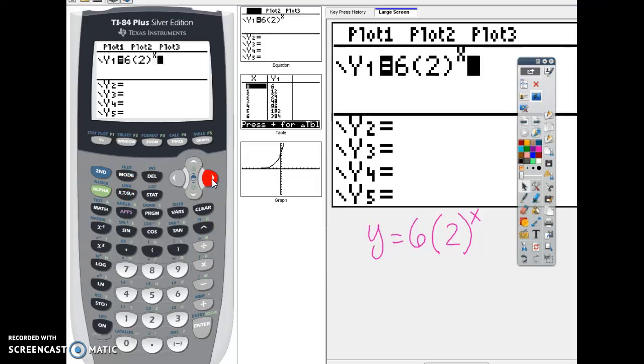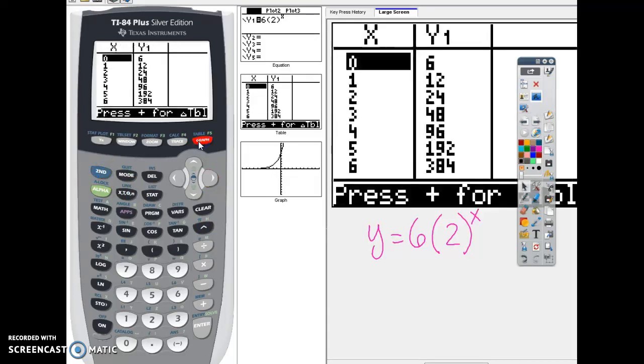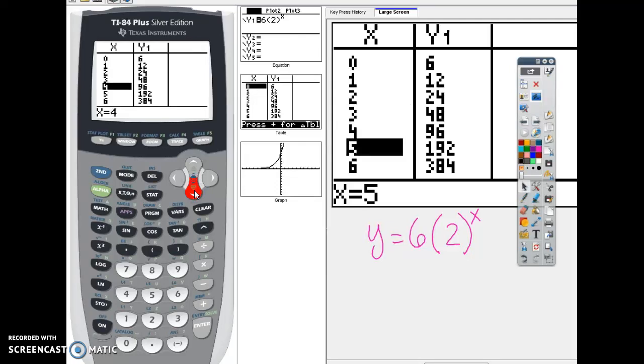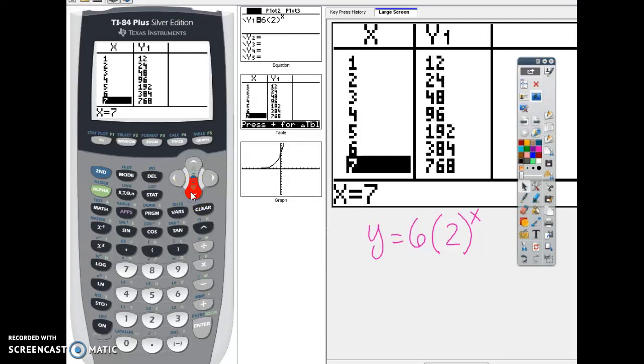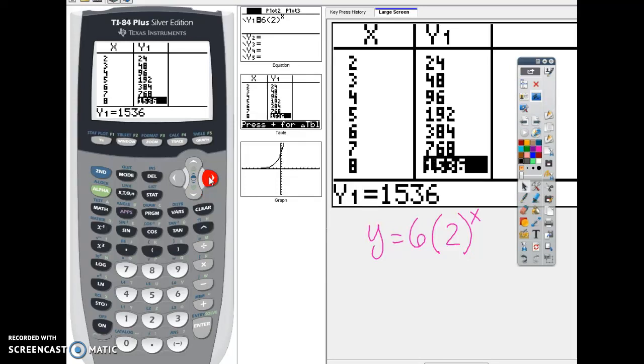Okay, and we're going to go to second graph because I want to go look at my table and I want to go look at 8. Okay, that is your answer. And again, if you did it by hand, I'm sure you got the same thing.